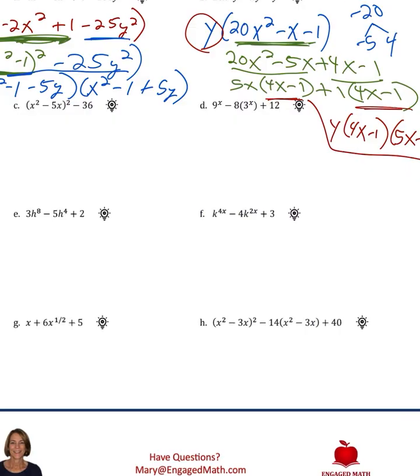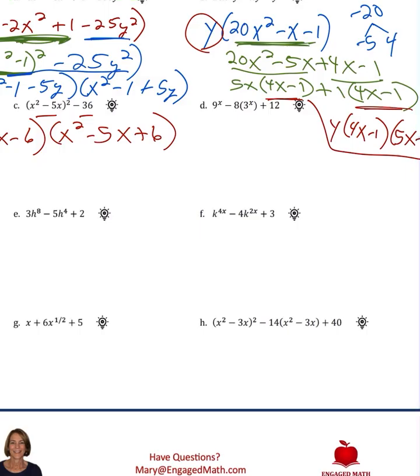All right, let's go to C. Okay, so there will be a little bit more room. Sorry about that one taking up so much space, but for this one, it's already the difference of two squares. There's no GCF. Let's go. Difference of two squares. So the first parentheses is going to simply be x squared minus 5x minus 6. And the other parentheses is going to be x squared minus 5x plus 6.